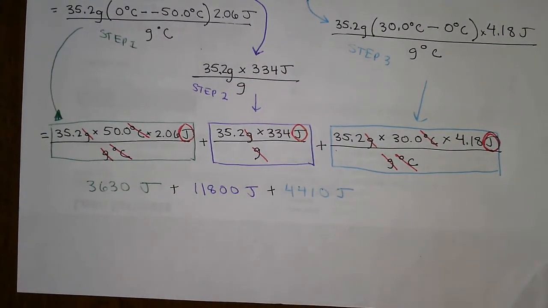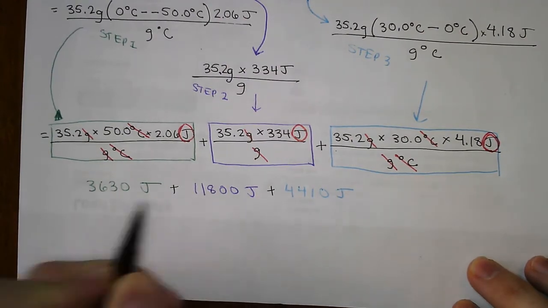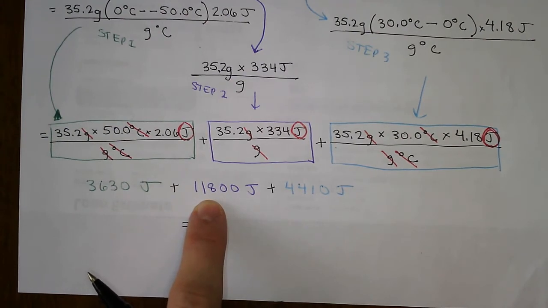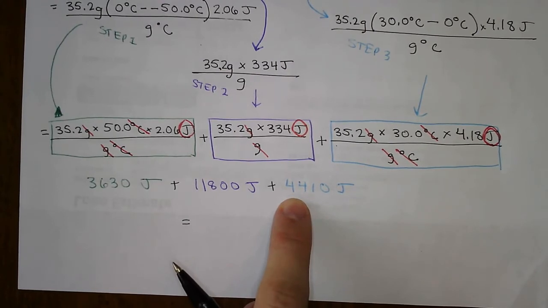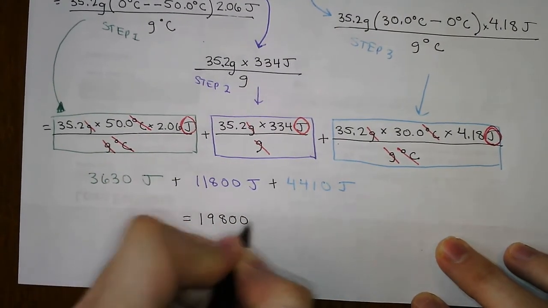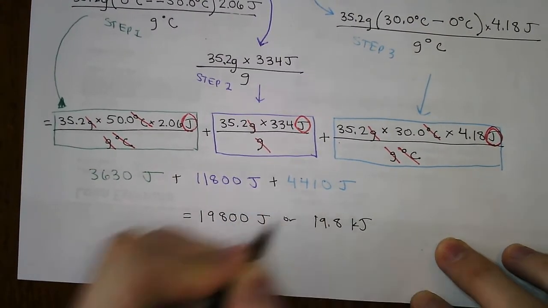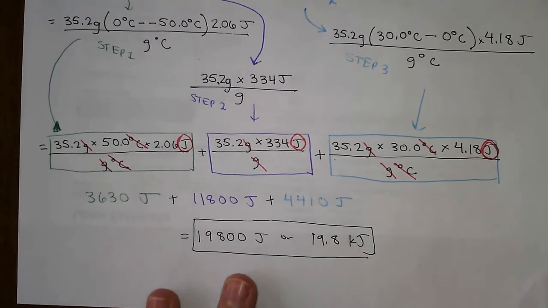Okay. When I add these all together, this one is significant in the tens, so is this one, but this one's only significant in the hundreds place. So I'm going to keep the hundreds place when I add these three values. So 3,630 plus 11,800 plus 4,410. Rounded to the hundreds place will be 19,800 joules, or 19.8 kilojoules. There we go. There's your Q total for that 3-step problem.